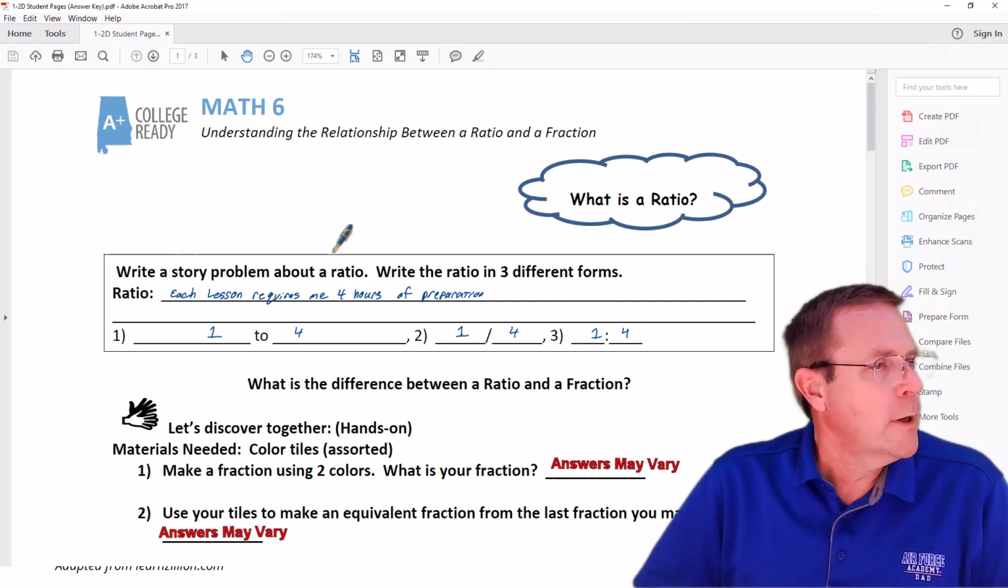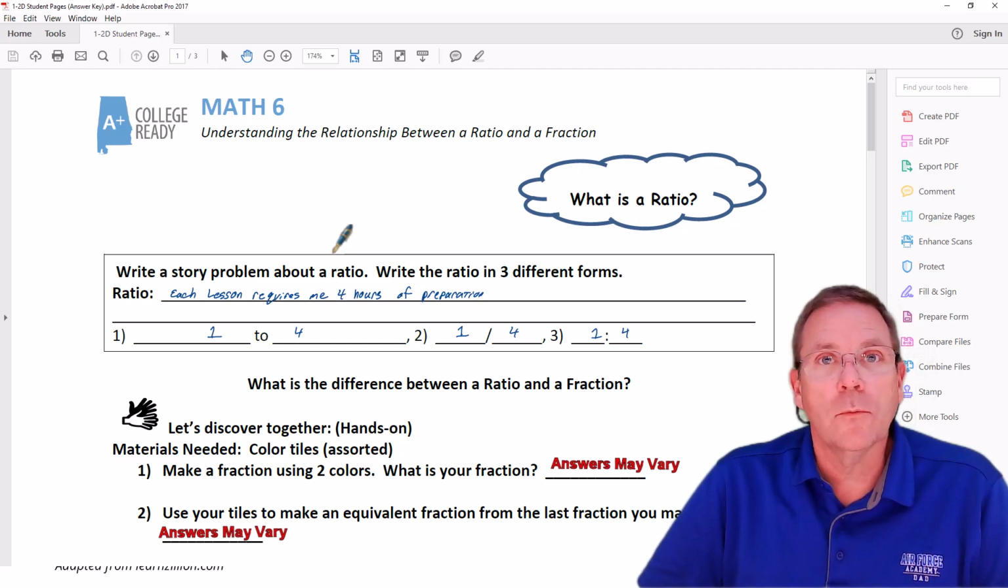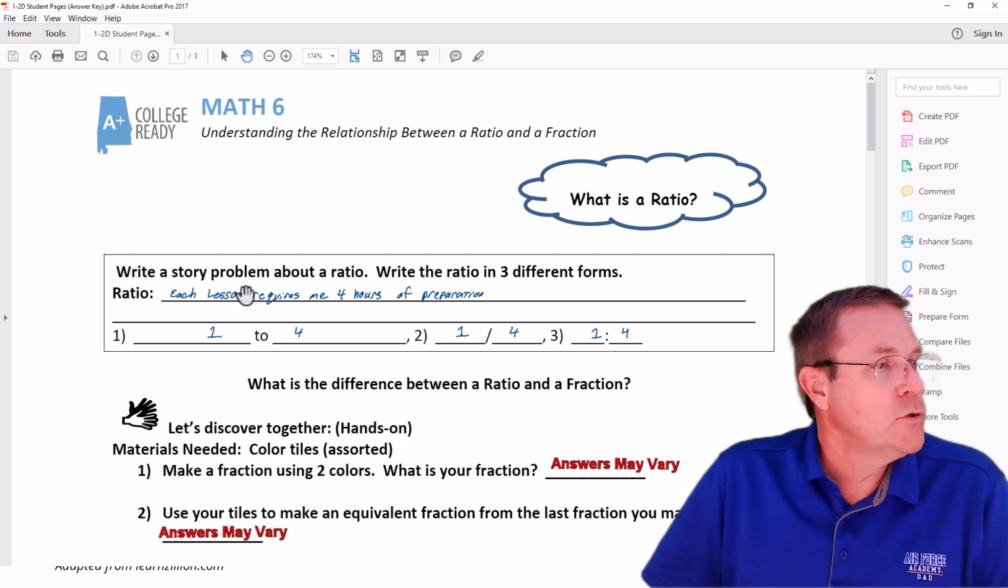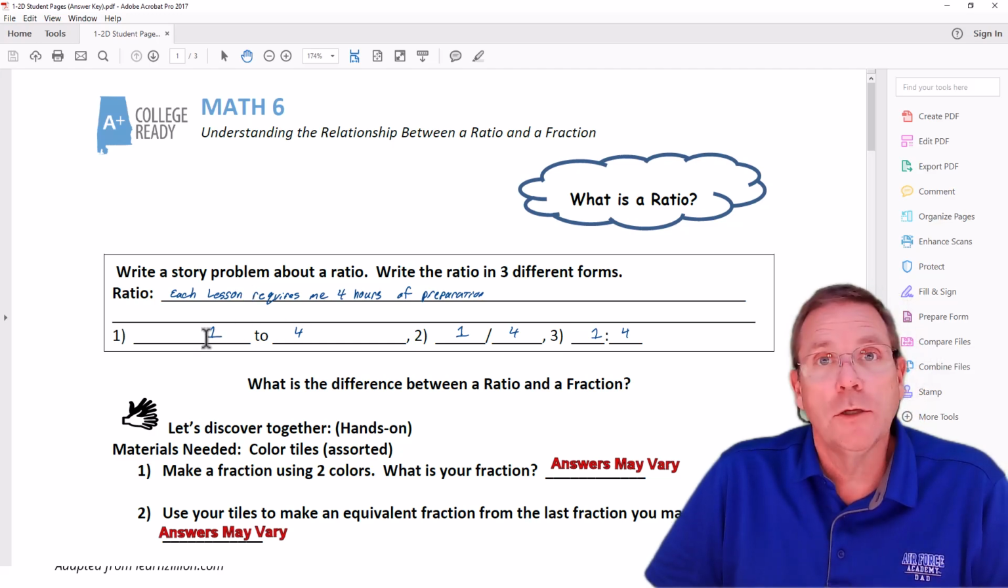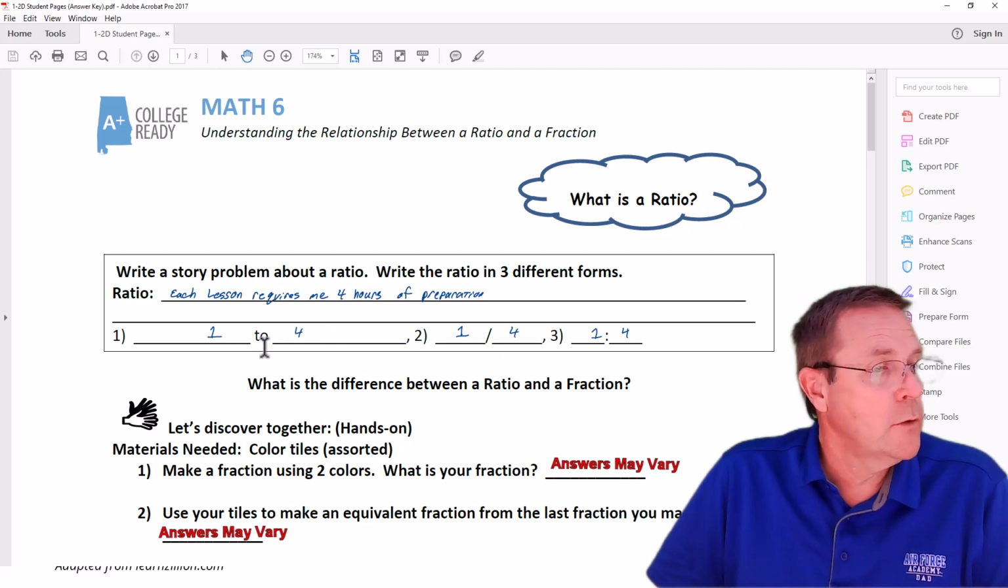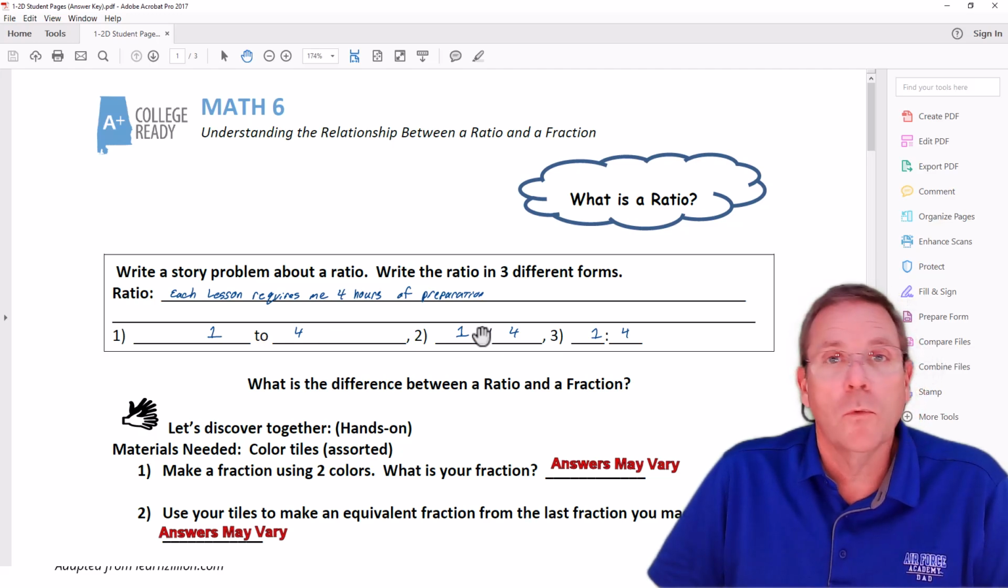So what I put down was that each lesson requires about 4 hours of preparation. So each one lesson would go to 4 hours. So my ratio would be 1 to 4. I've written it using the word to, 1 to 4, and it'll give me the fractional version of 1 to 4 and the colon version of 1 to 4.